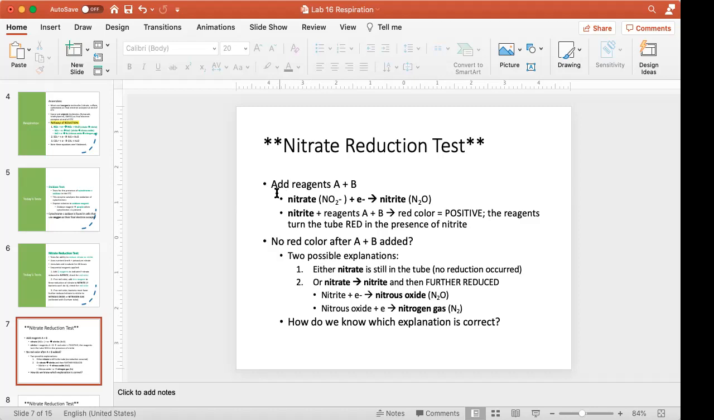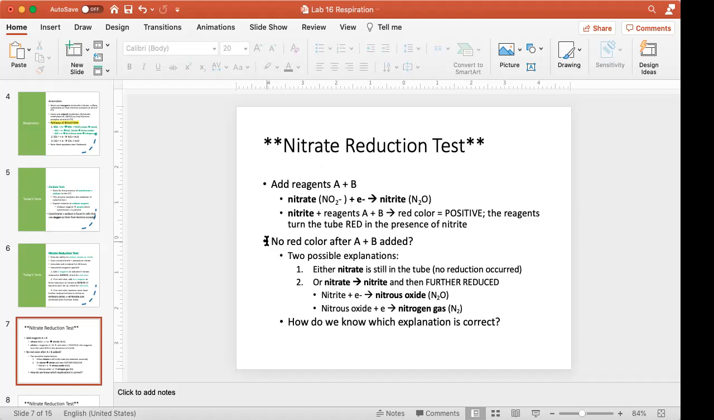Remember, we put nitrate into the medium. And if the microbe that's growing in that tube reduces that nitrate, remember, reduction means a gain of electrons, if it reduces the nitrate to nitrite, I'm going to get a red color because those 2 reagents will tell me that there's nitrite in the tube. Those 2 reagents react with nitrite and produce a red color. That's a positive result. That tells me that that bacterium reduced the nitrate to nitrite.